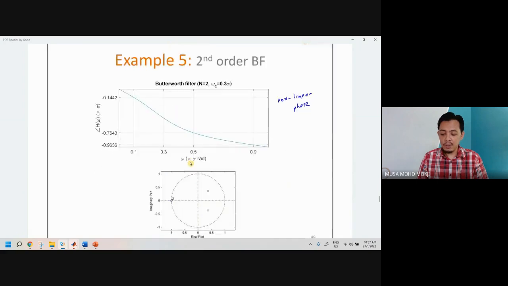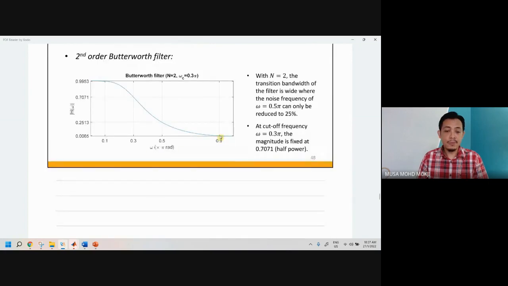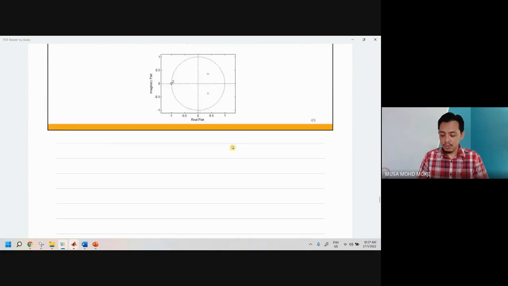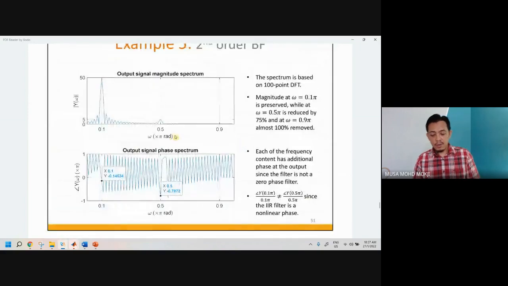And then we already know that you will have some delay here at 0.1, because the phase is not 0. Another delay here at 0.5, another delay at 0.9. But 0.9 is not that important, because it is almost removed. So the phase is actually not important anymore, because even the signal is not there. This is still almost 50, not exactly 50, because it has been reduced a bit.